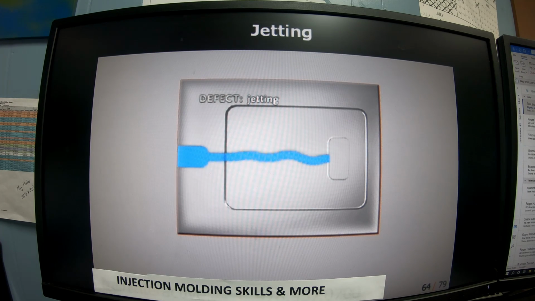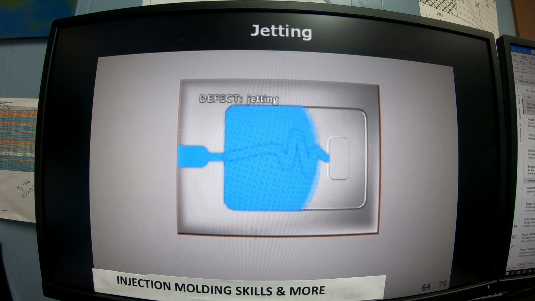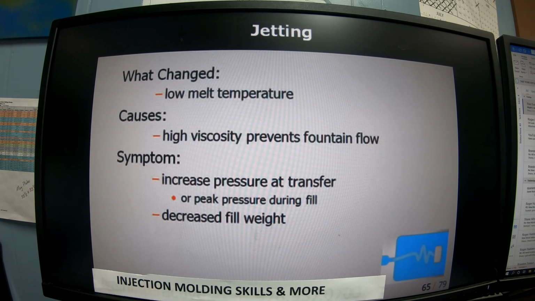Jetting or worming is a unique defect that occurs when a stream of material shoots into the mold at the start of fill rather than creating a smooth flow front. A low melt temperature increases the material's viscosity. This viscosity can prevent the material from creating a smooth fountain flow as it enters the mold.